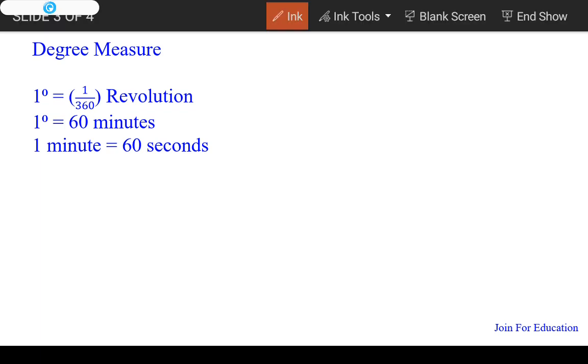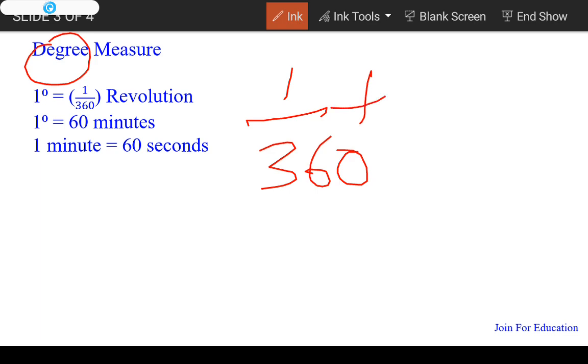Degree measure. We measure the angle with the help of the degree. 1 degree is 1 by 360th revolution or rotation of the initial side around the vertex. 1 degree equals 60 minutes, 1 minute equals 60 seconds.